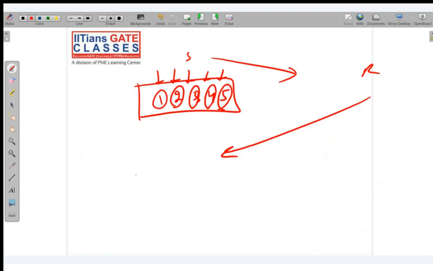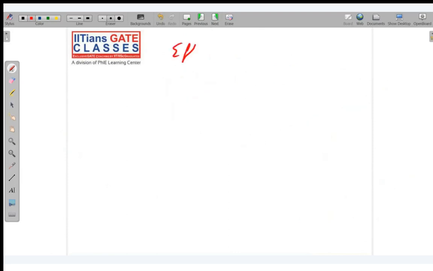So next is efficiency. Now this is all about your basic terminologies. Now we will study efficiency. I'm jumping to the next slide now. So, efficiency of SR.